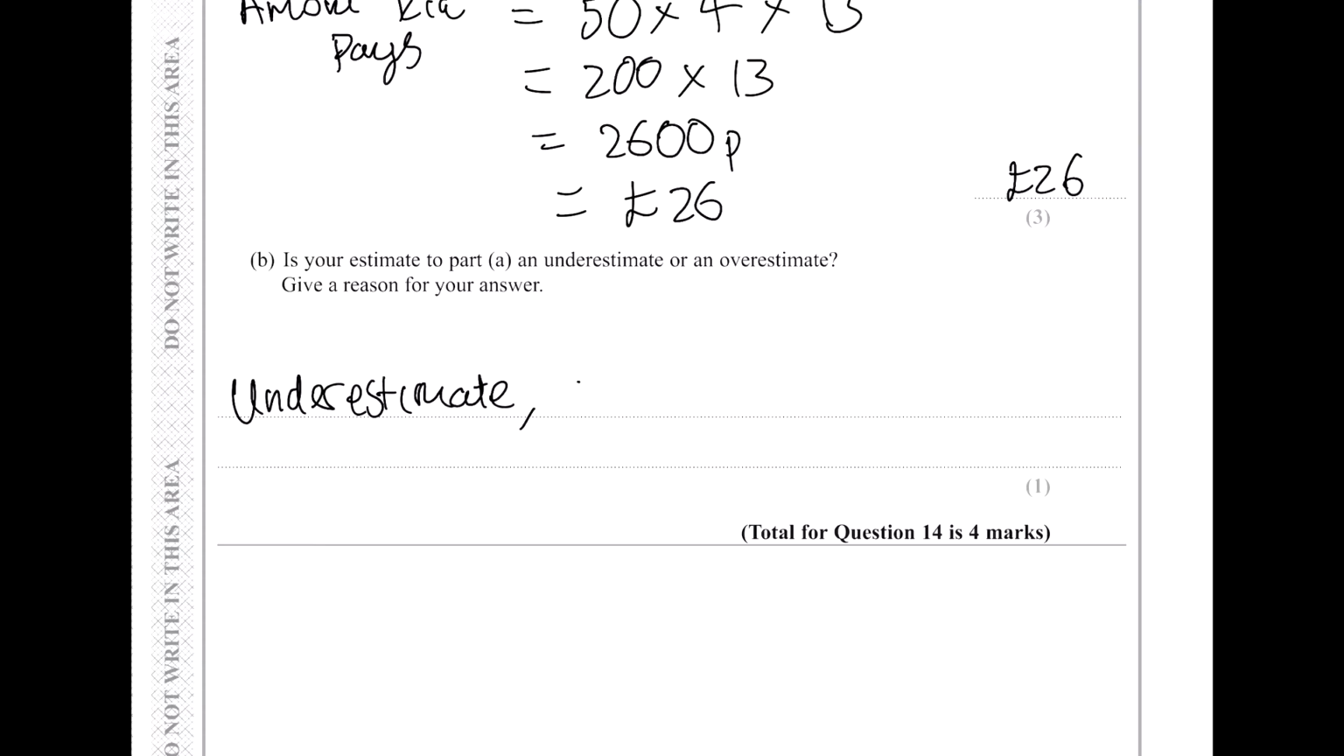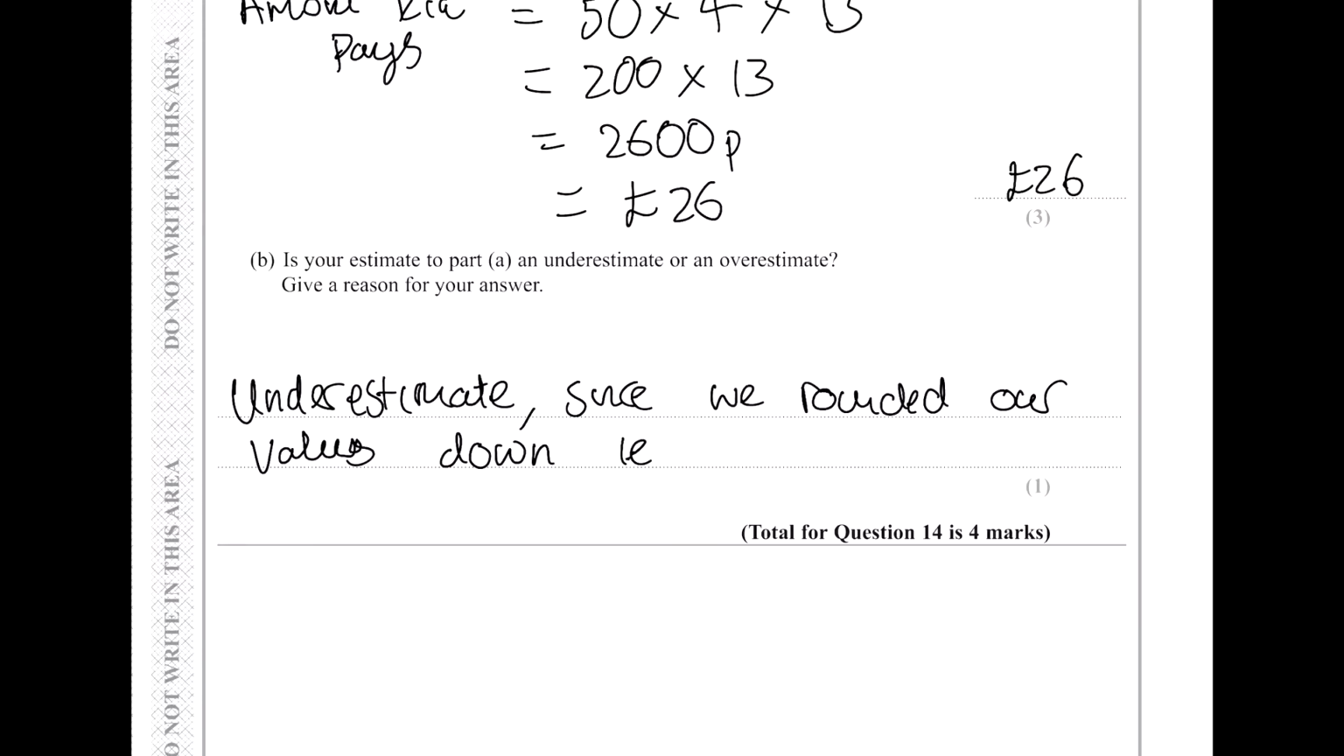So it's an underestimate, since we rounded our values down. And what I mean by that, i.e., we turned 50.1 into approximately 50 and 4.2p into approximately 4p.